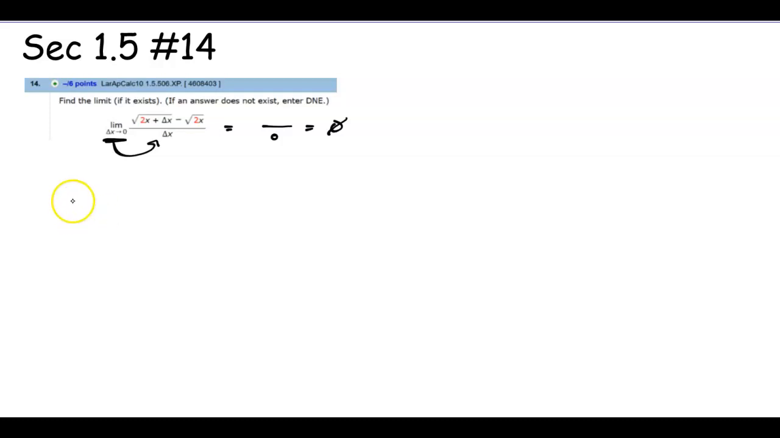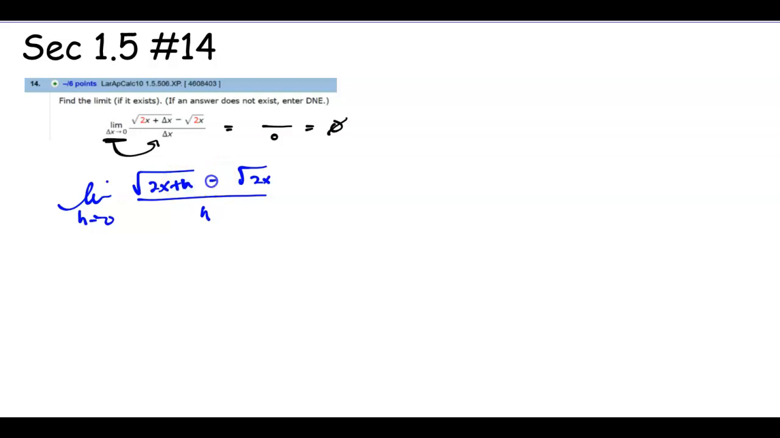I'm going to replace delta x with h because it's just easier for me to write h. So I'm going to have the square root of 2x plus h minus the square root of 2x all over h. Let me rewrite this.